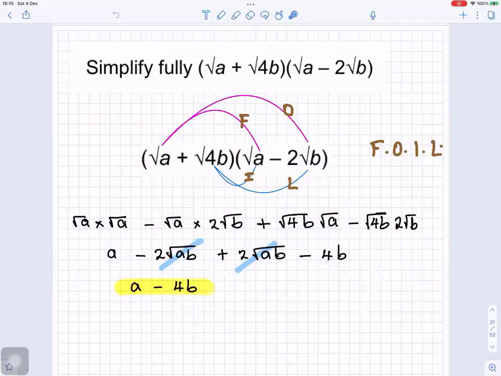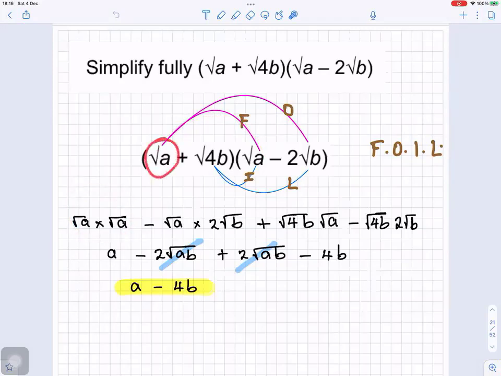Simplify fully. Square root of a plus square root of 4b, bracket square root of a minus square root of 2b. We use FOIL for first, outer, inner, and last. First is square root of a times square root of a. You write it like that. Square root of a times square root of a.